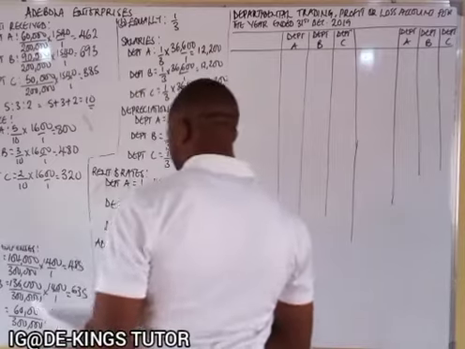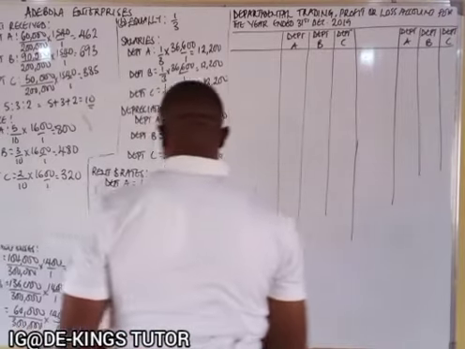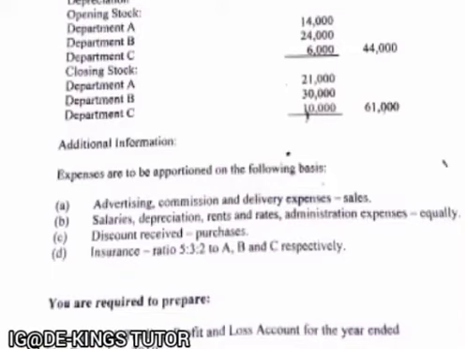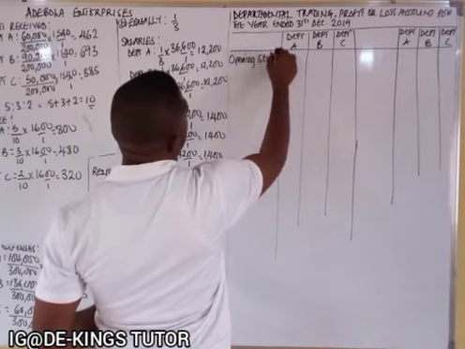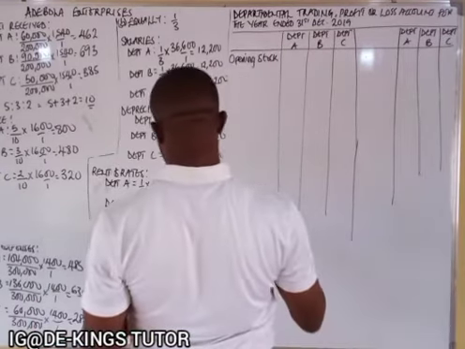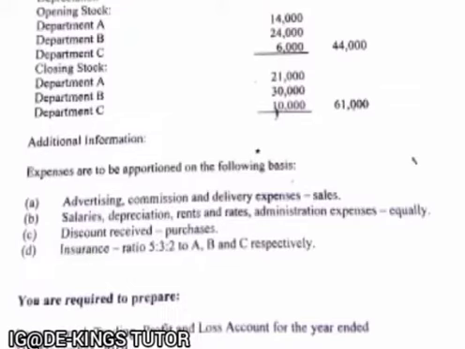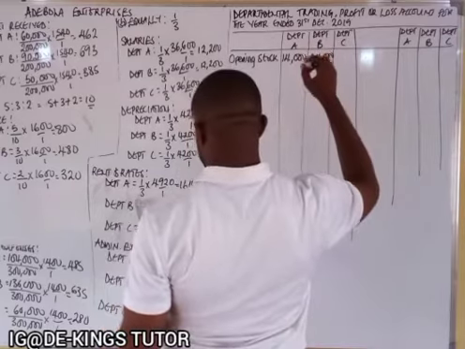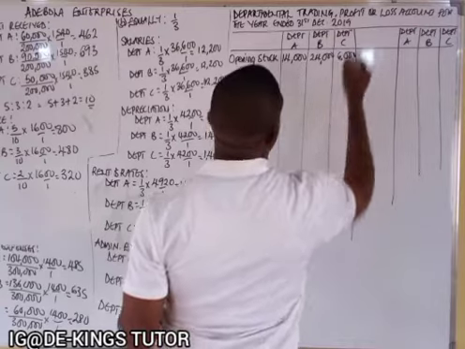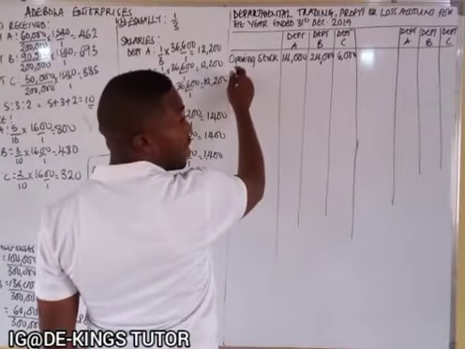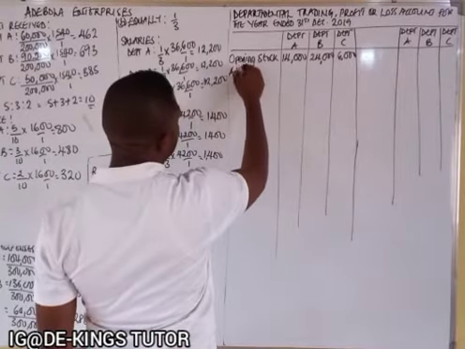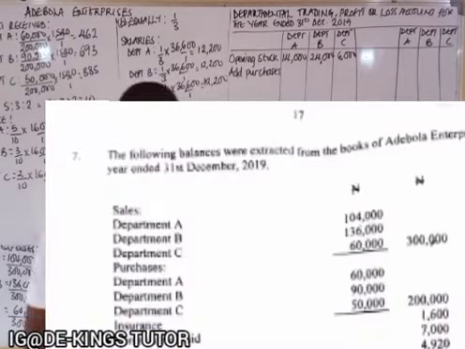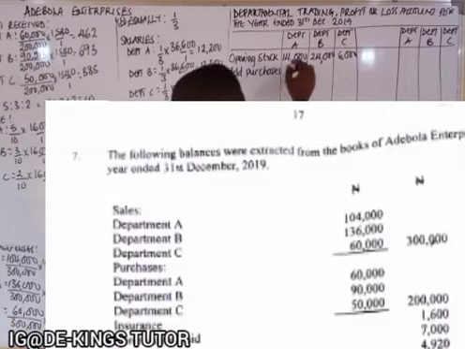Now the first thing we should do is the opening stock. Okay, so we're going to check there. If you check the opening stock for department A, it is 14,000. For department B, it is 24,000. And department C, it is 6,000. Okay, that's opening stock. The next thing is to add purchases. For department A, the purchases is 60,000.